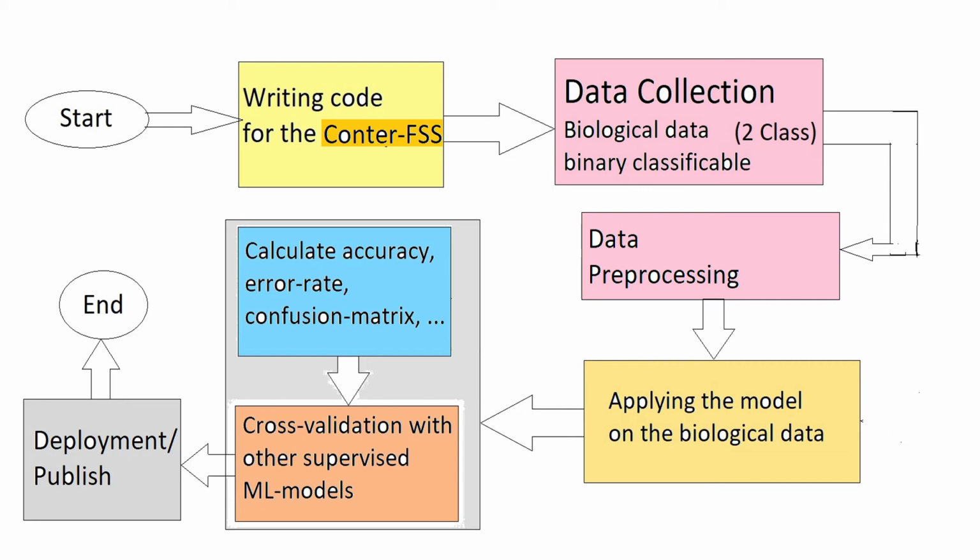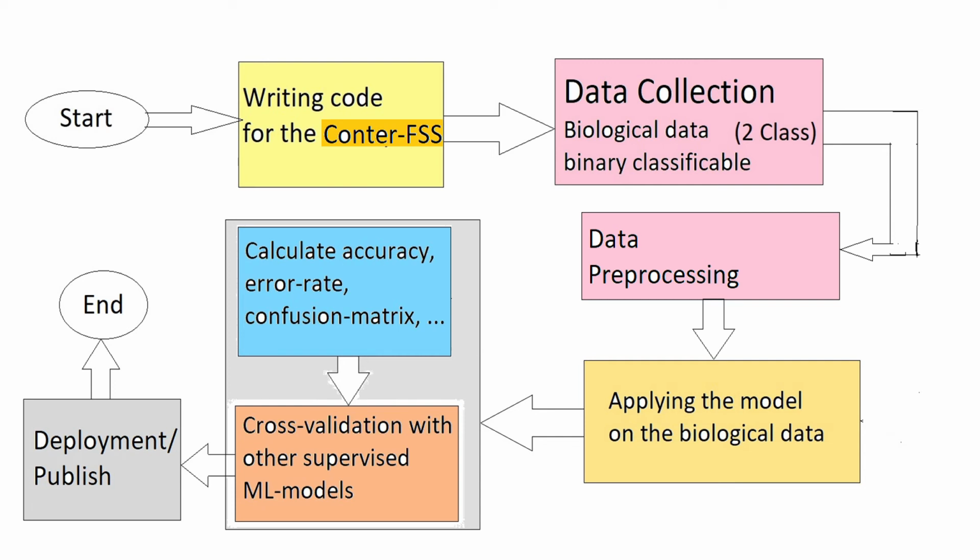This is the workflow of my project. It starts with writing code for the algorithm. After that, I collect the data. I build the database with binary classifiable biological data, like cancer data, with output features or the target features as malignant or benign. After data pre-processing, I apply that biological data on my model.